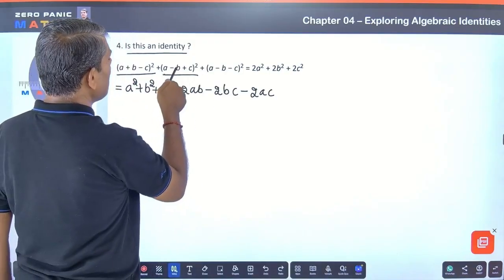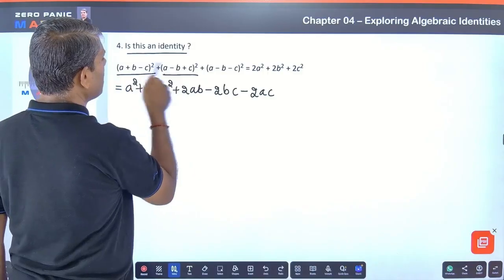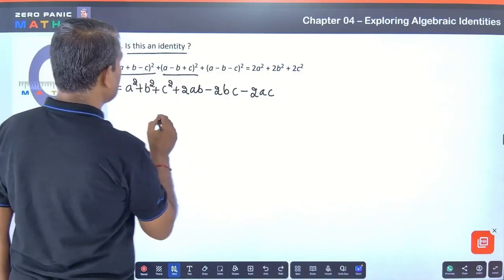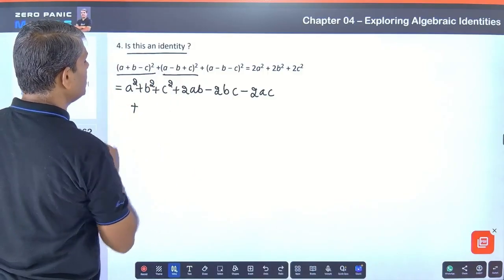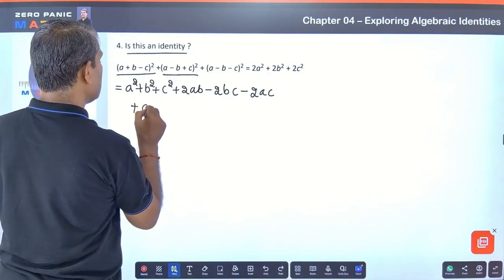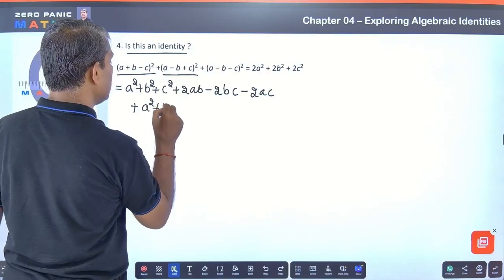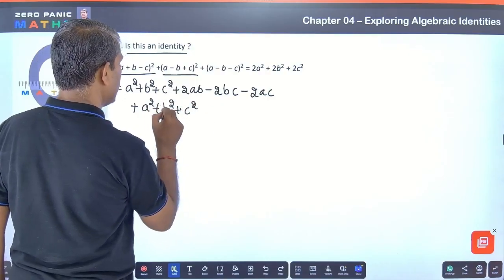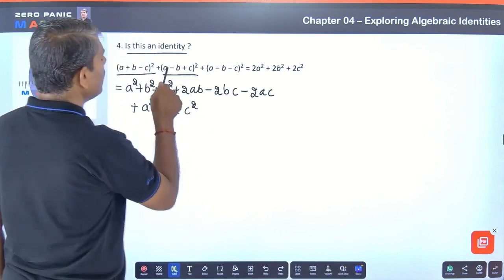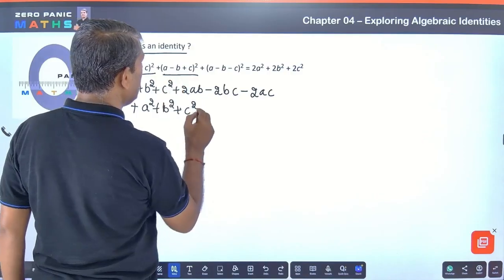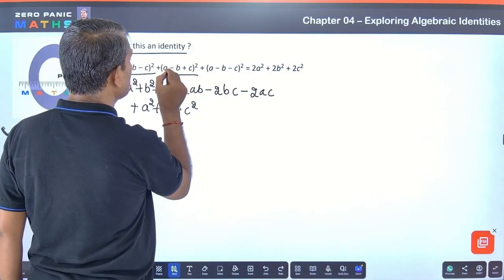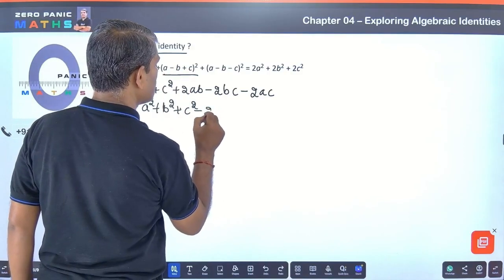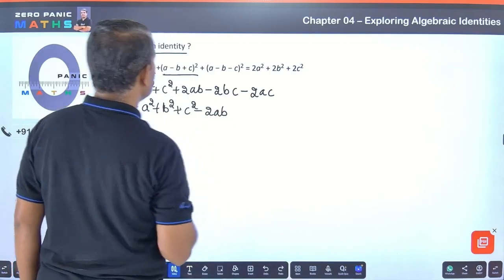Here, instead of c, b is minus. So let me write the expanded version of this now. The square terms will be plus only, so I don't have to worry about that. a plus b plus c whole square. Now, minus 2ab, it is minus 2ab because the b value here is minus, so I have to write it as minus 2ab.